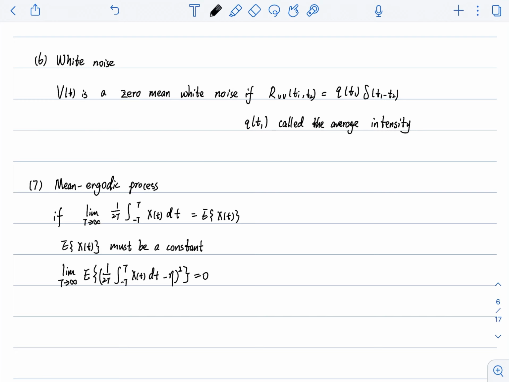And also the mean square. The mean ergodic process is mean square ergodic. The mean square implies that the limit as T approaches positive infinity of the expected value of the time average minus eta, the mean, squared, is equal to 0. This is the definition in the mean square sense.